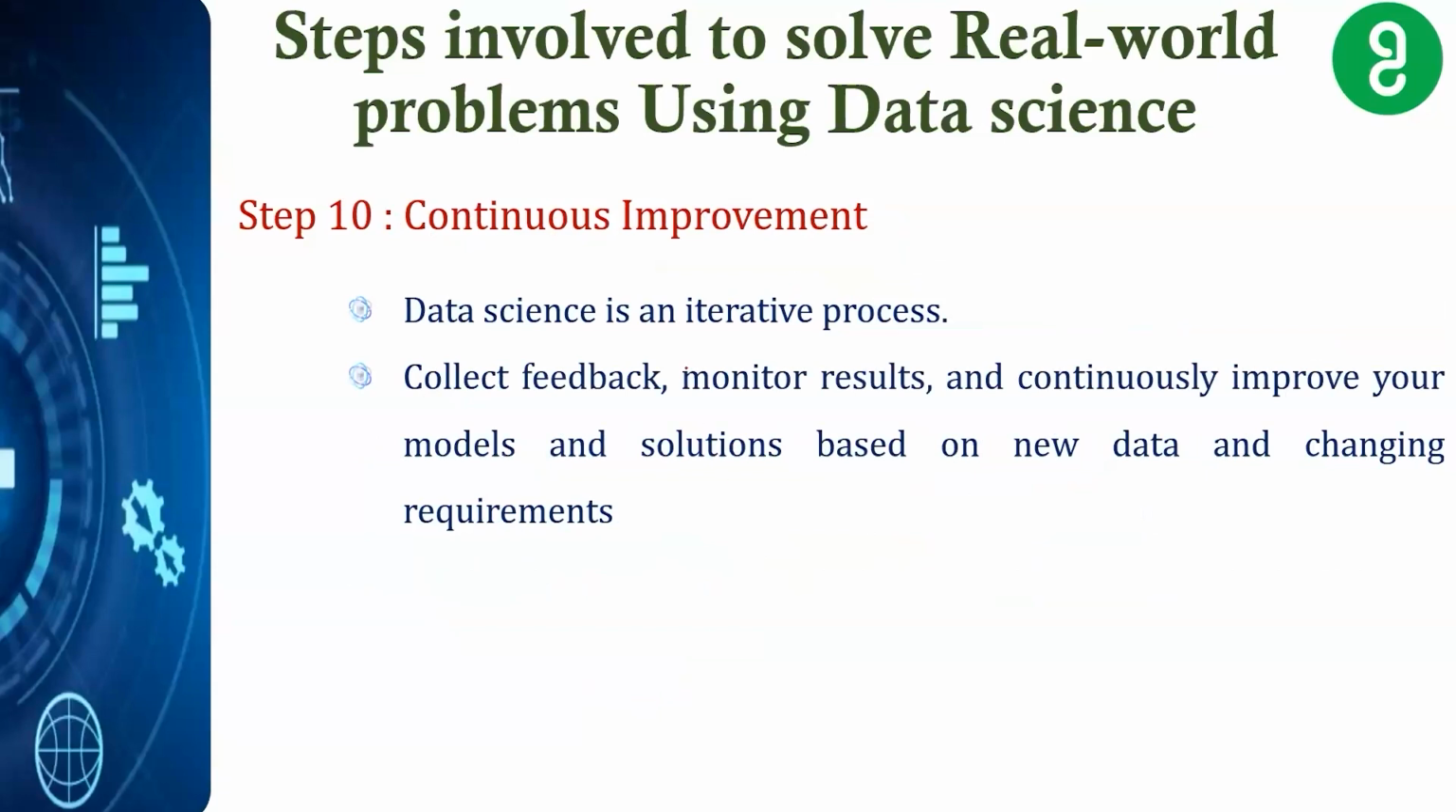And the 10th step would be continuous improvement. Data science is an iterative process, because in total we have 10 steps, right? So it's an iterative process. You collect the feedback, monitor the result, and continuously improve your model and solution based on the new data and changing requirements. This is your continuous improvement. If you have completed all 10 steps, then you can state that you have completed one real world problem using data science.